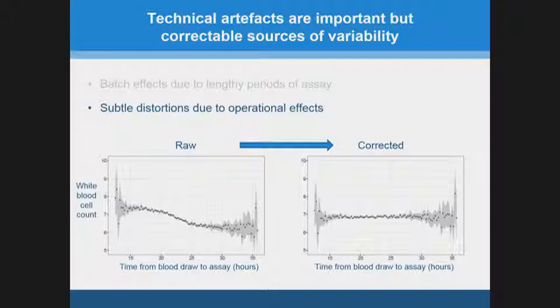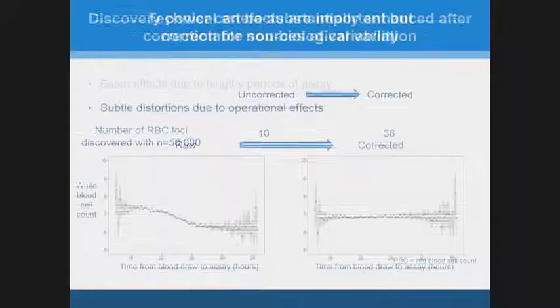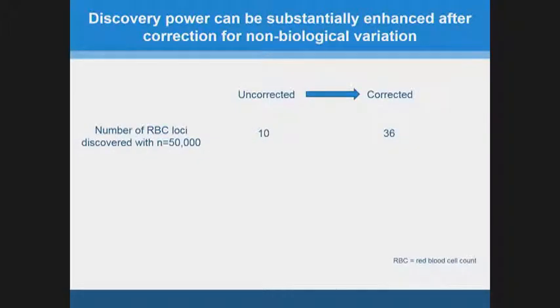I give you those as an example because although they may seem trivial, consider the impact that they have on discovery power. We modeled this in a set of 50,000 individuals using those uncorrected values for red blood cell characteristics. And you can see there's a more than threefold yield in discovery power for GWAS.